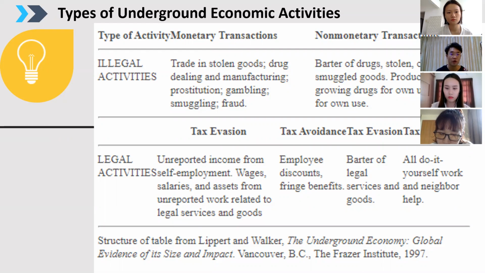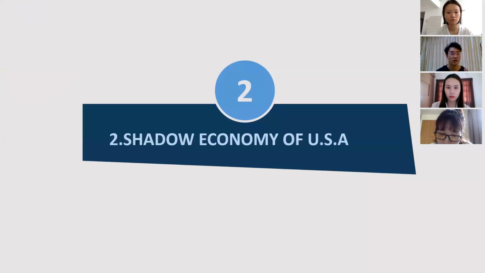We have monetary transactions and non-monetary transactions. What's more, those activities also have illegal activities and legal activities. We can say this table has many activities that are shadow economies, such as trade in stolen goods, drug dealing, and manufacturing. Next, our partner will introduce her part.